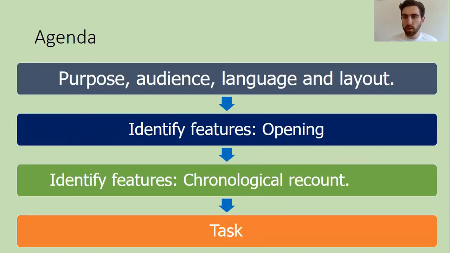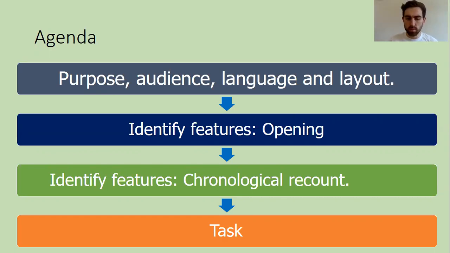Okay, well done for coming back. In today's lesson, we're going to start by discussing the purpose, audience, and language and layout of journalistic writing. We're then going to look at an example of this text type and identify the features in an opening paragraph and then the chronological recount paragraph. And lastly, we'll finish with your independent task.